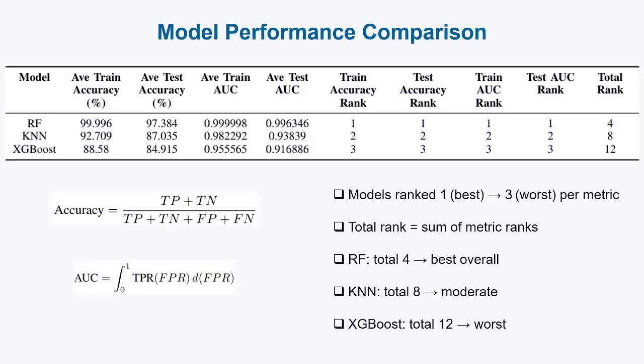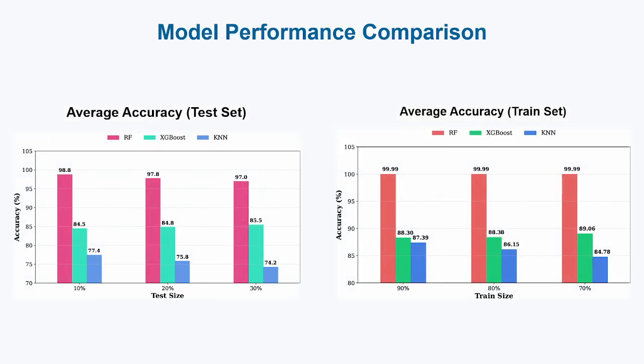Here we compare the performance of three machine learning models across different train-test splits using accuracy and AUC as metrics. As we can see, random forest consistently outperformed the other models, achieving the highest accuracy and AUC. K-nearest neighbor showed moderate performance while extreme gradient boosting performed comparatively lower. These results clearly indicate that random forest is the most effective model for predicting travel mode choice in this dataset.